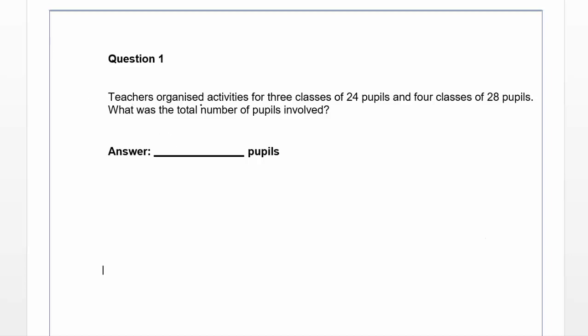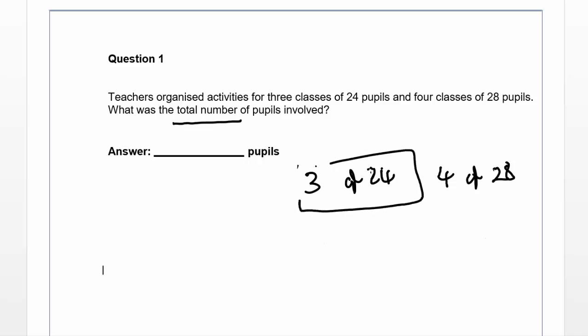It says here, teachers organised activities for 3 classes of 24 pupils and 4 classes of 28 pupils. Okay, now if we're doing 3 of something, 3 of 24, that means multiply. They also tell us here that we need to work out the total number, so we're going to multiply these 2 numbers together and these 2 numbers together, and then we're going to add them. So let's do that now.